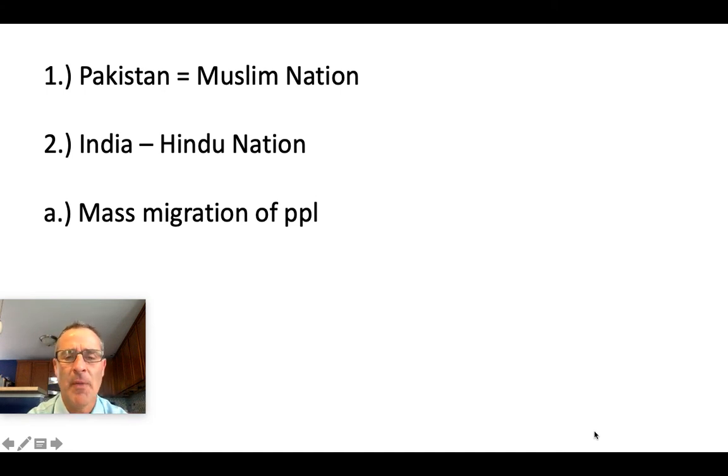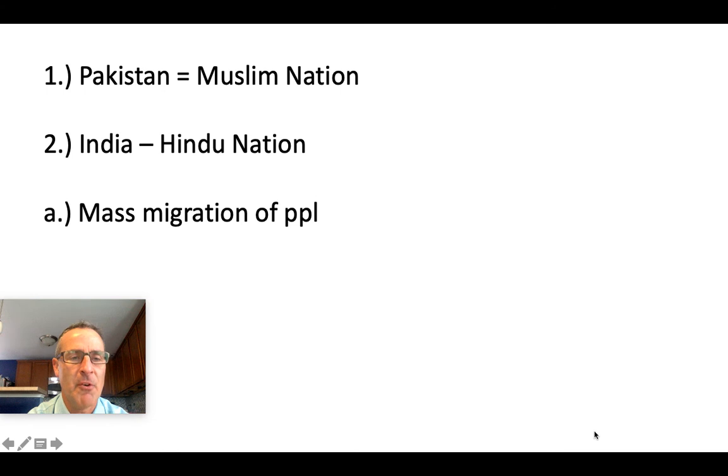And obviously, we know that religion just plays a role in so many things. And religion can lead to a lot of issues and a lot of challenges and wars as well. But Pakistan was going to be established as a Muslim nation. India was going to be established as a Hindu nation. So you got a couple different religious groups here.